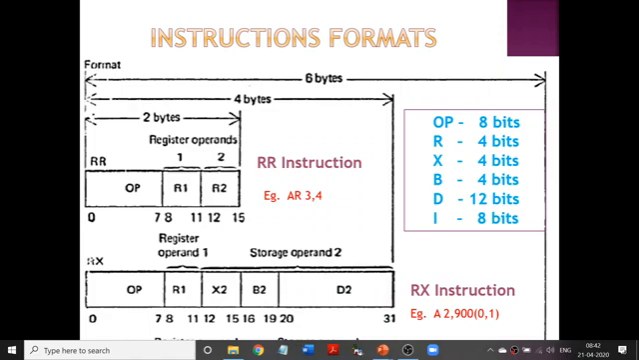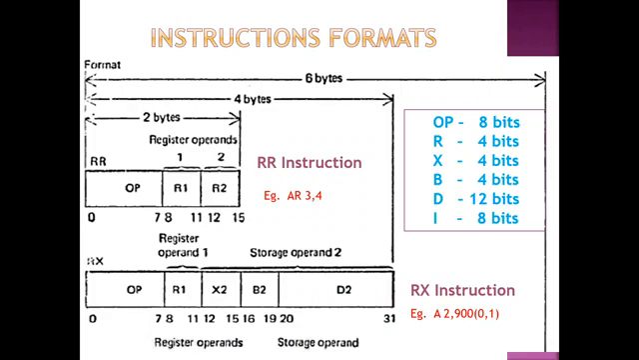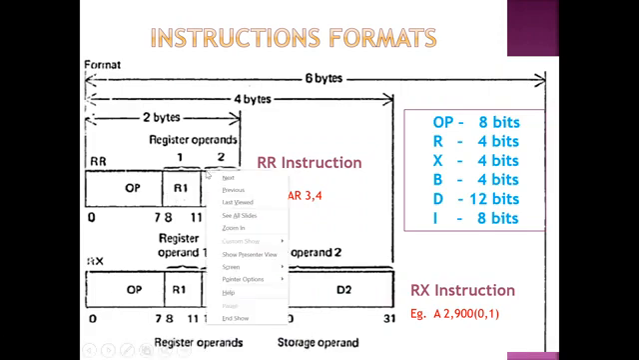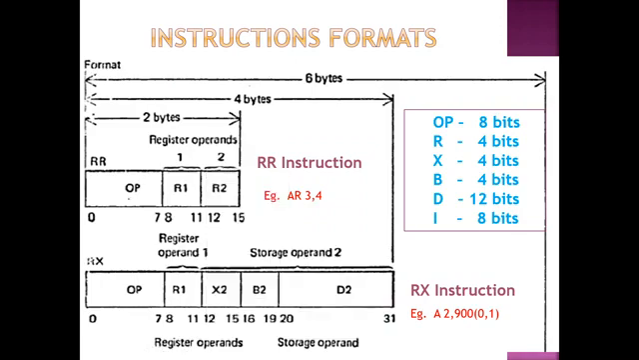The second information you should know is that in the format I have used some abbreviations. For example, here I have used OP, R1, R2 and so on. What do you mean by OP? What do you mean by R1? What do you mean by R2? Here I've used something called X, and here something called B. So you should first understand what the meaning of each abbreviation is.